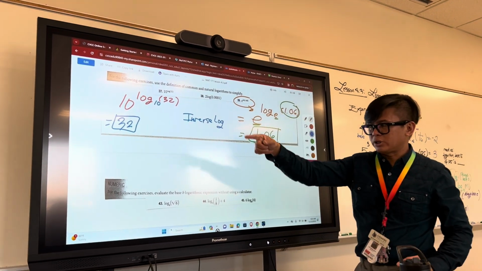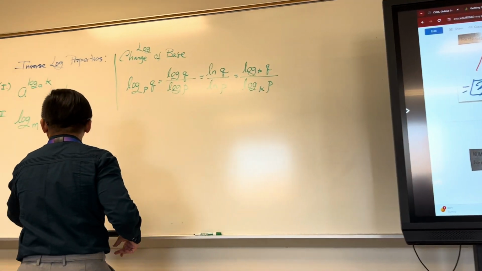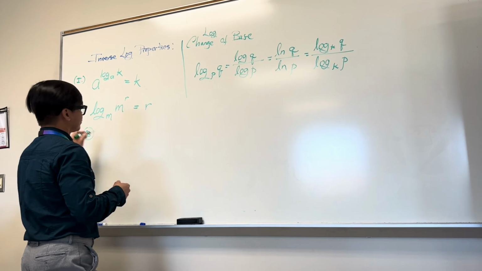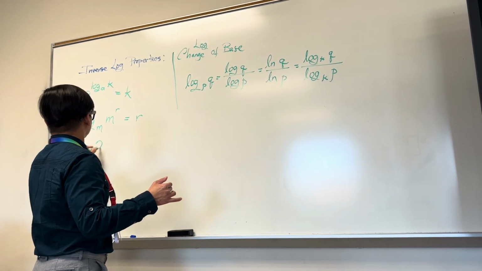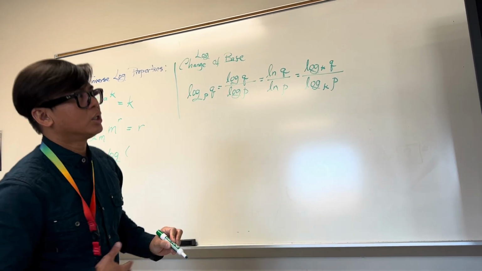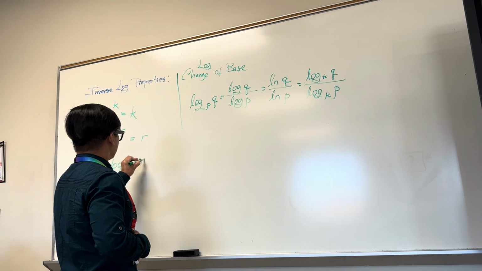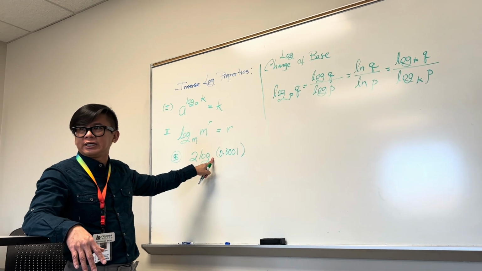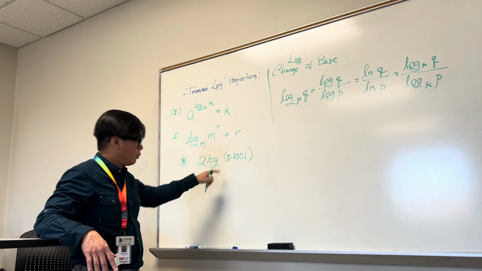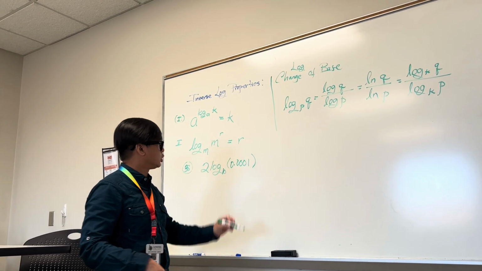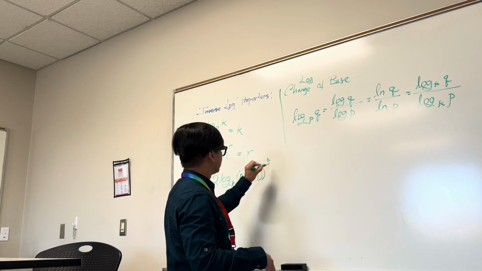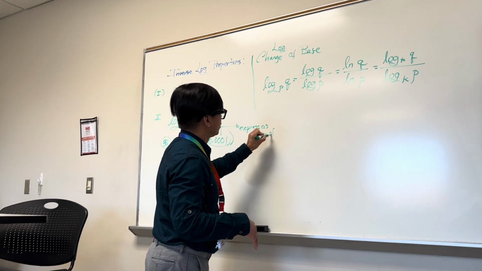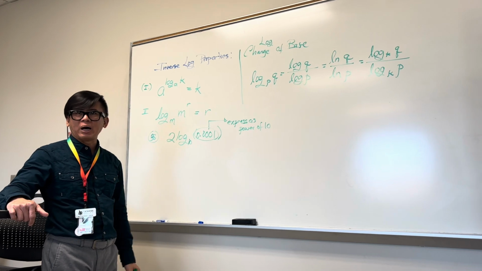Lastly, number 38. Let's analyze number 38. We have 2 times log of 0.0001. First of all, if there's no base, automatically this is 10, a common log, so base 10. So in short, I'm going to express this as a power of 10. How can you express this as a power of 10?